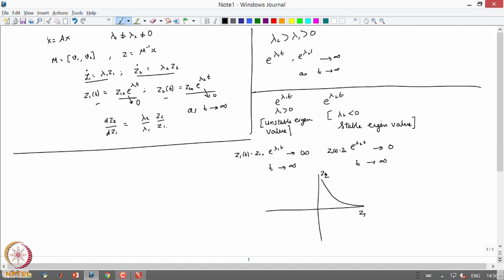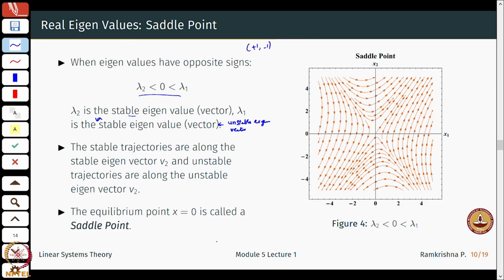At infinity, well, the z2 will tend to 0 and z1 will go to infinity, starting from any initial condition, this way, and this way. Okay, this is how the plot will look in the z1 z2 plane when we have real eigenvalues, one of which is unstable and the other one is stable.